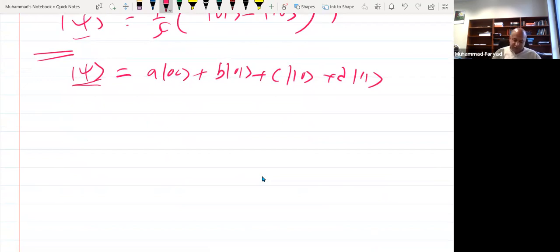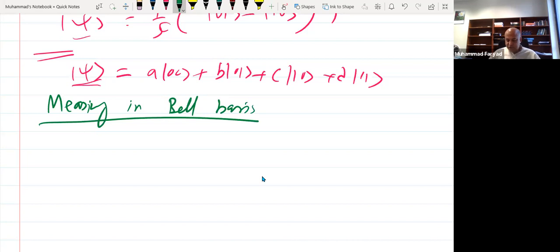The technical word for it is measuring in Bell basis. So the circuit for that is actually just the inverse of the entanglement circuit. So we do inverse operation. We do first CX, and then we do Hadamard on this qubit, and we go here.